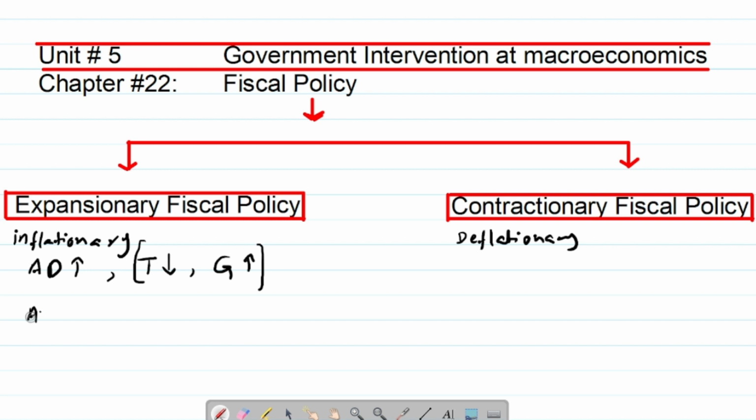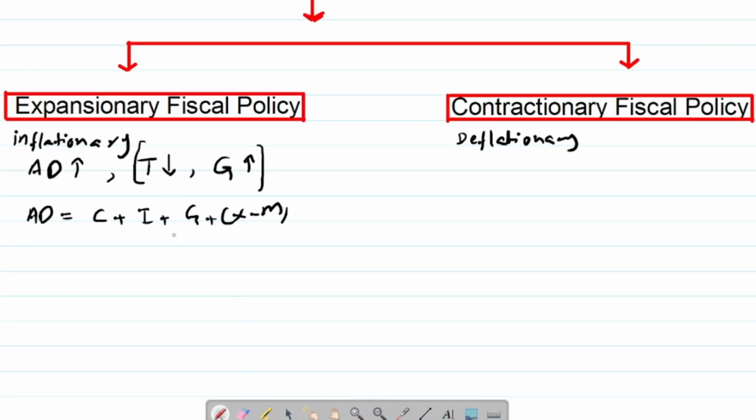So if we write down the magical formula of aggregate demand, that is equal to C plus I plus G plus X minus M. So in this formula, C is consumption, I is investment, G is government spending, X is export, and M is import. Okay, so you can see that G, government expenditure, is directly the part of aggregate demand. So if government expenditure increases, then aggregate demand will also rise, because as per the math rule, if there is rise in right hand side, then left hand side also increases.